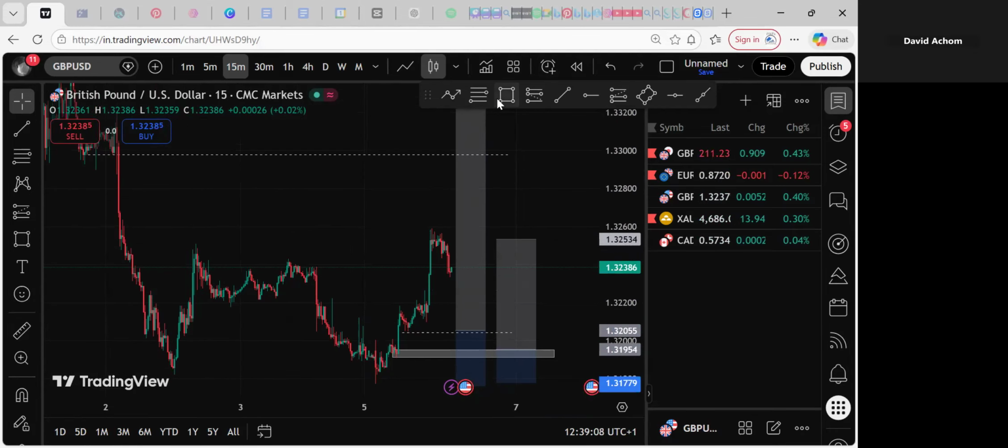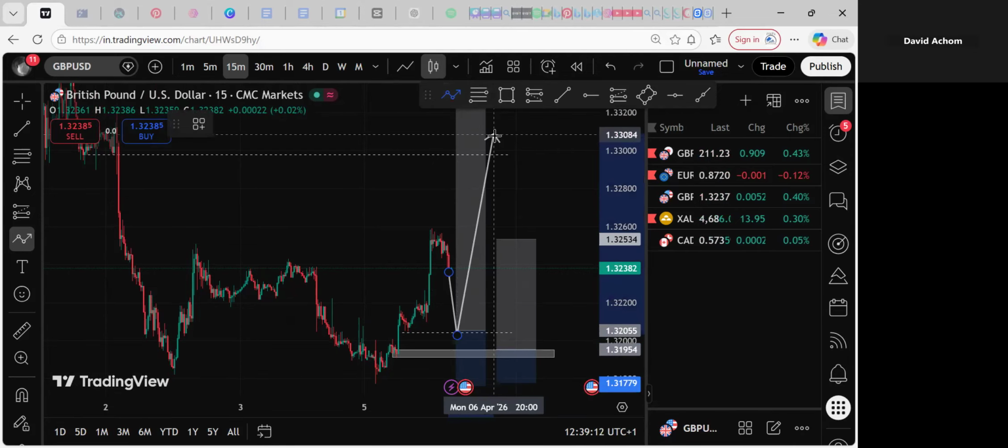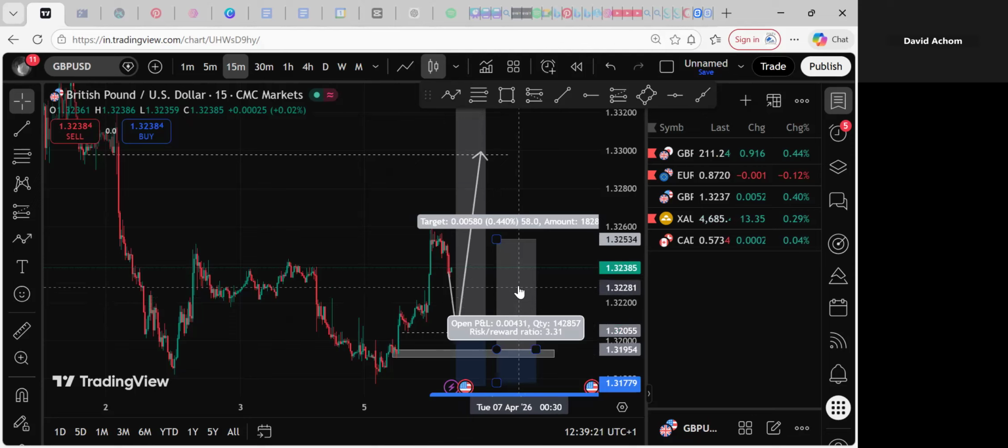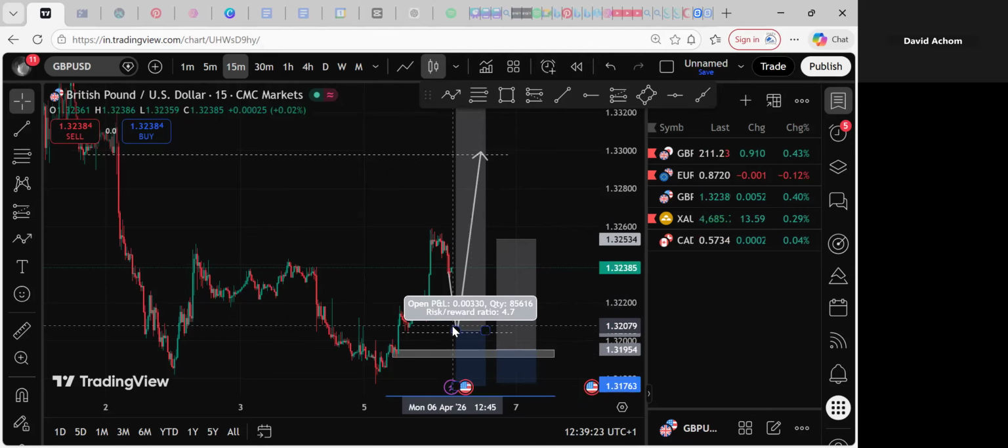Now, price may most likely come into this level, tap here, and push out. Or price may come into this level, tap here, and push out. But I'm saying that the price should tap this level and push out. I personally have missed out on this setup, and it has gone.